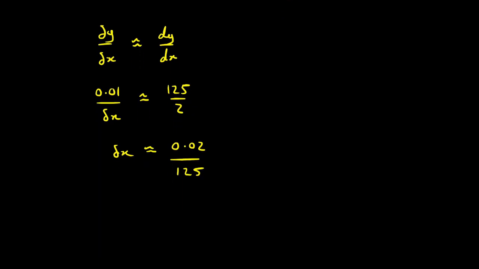And if we were to sort that out, let me just get my calculator. So 0.02 divided by 125 is 1.6 times by 10 to the power of negative 4, or if you prefer, 0.00016. And that's our answer to part B.